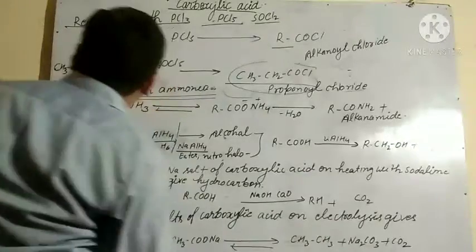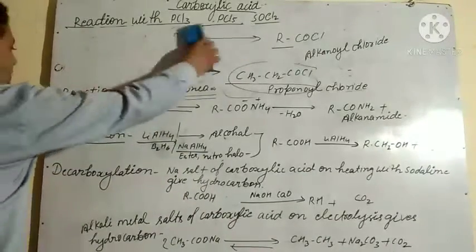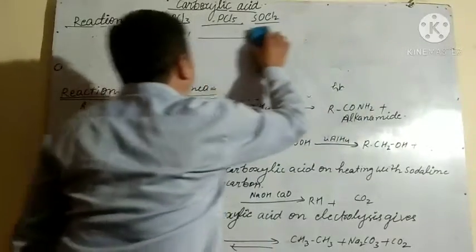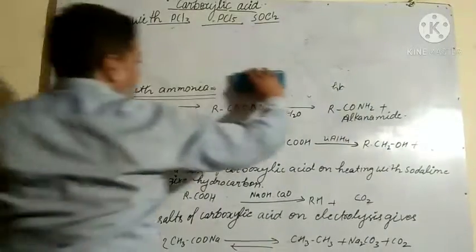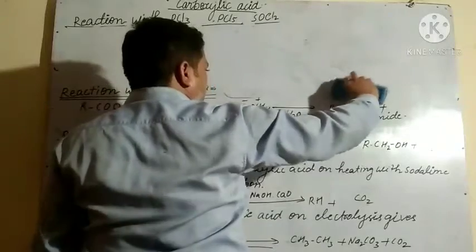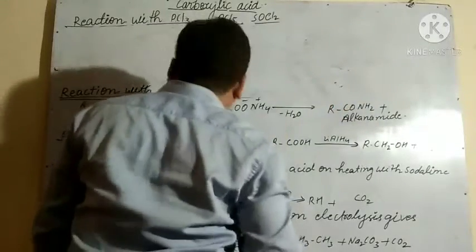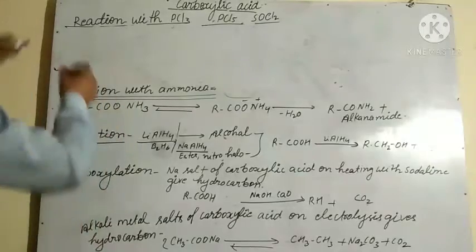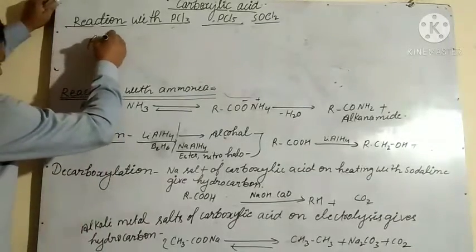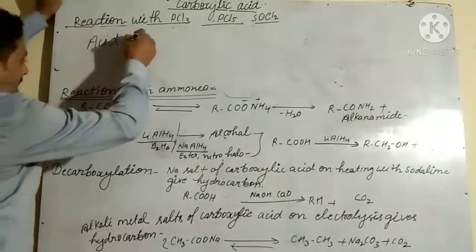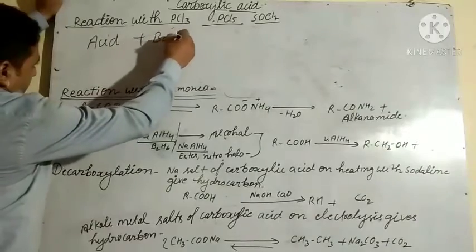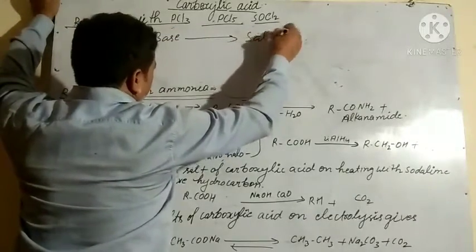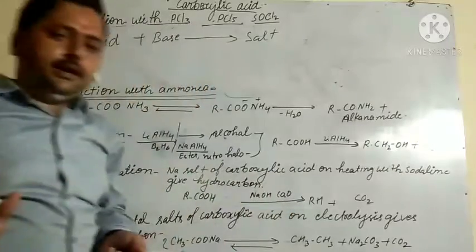And next is the reaction with ammonia. What is the reaction with ammonia? You know that when an acid reacts with a base they form salt. Here the carboxylic acid is the acid and ammonia is the base, so like that it happens here also.